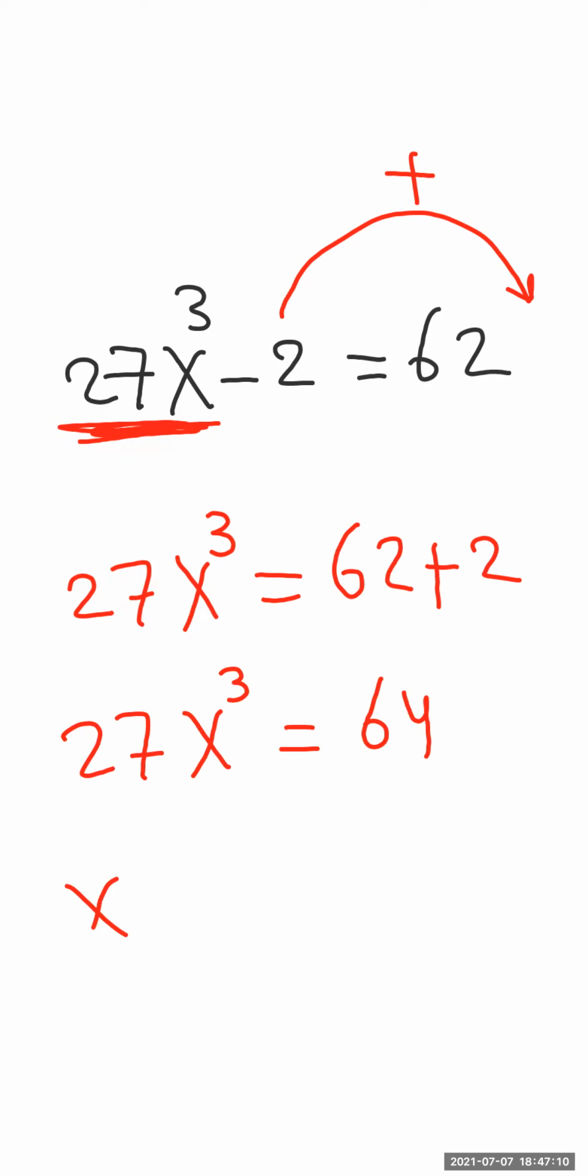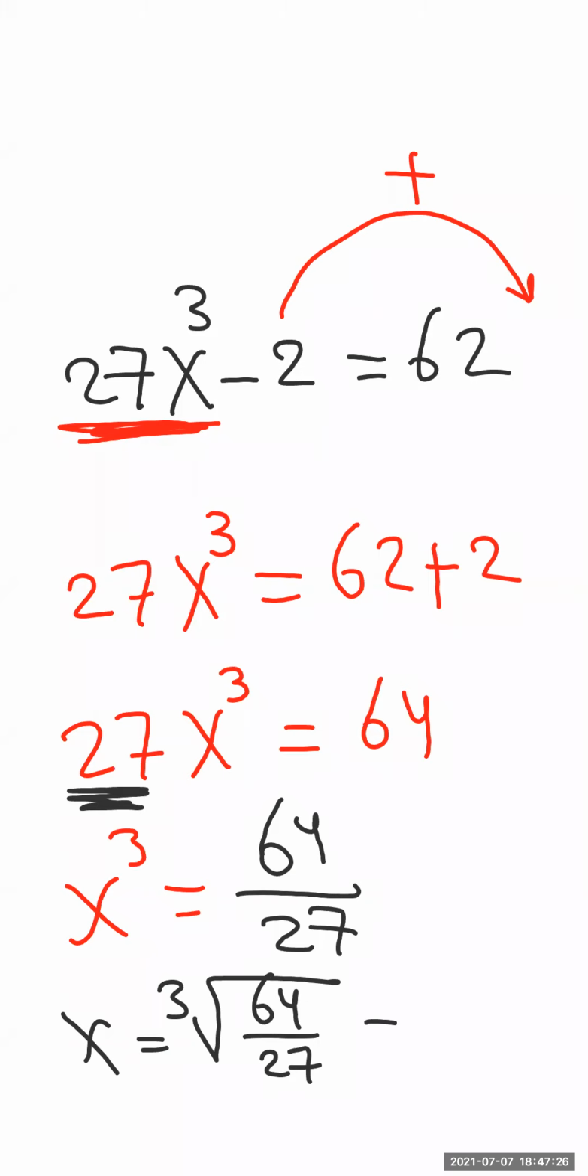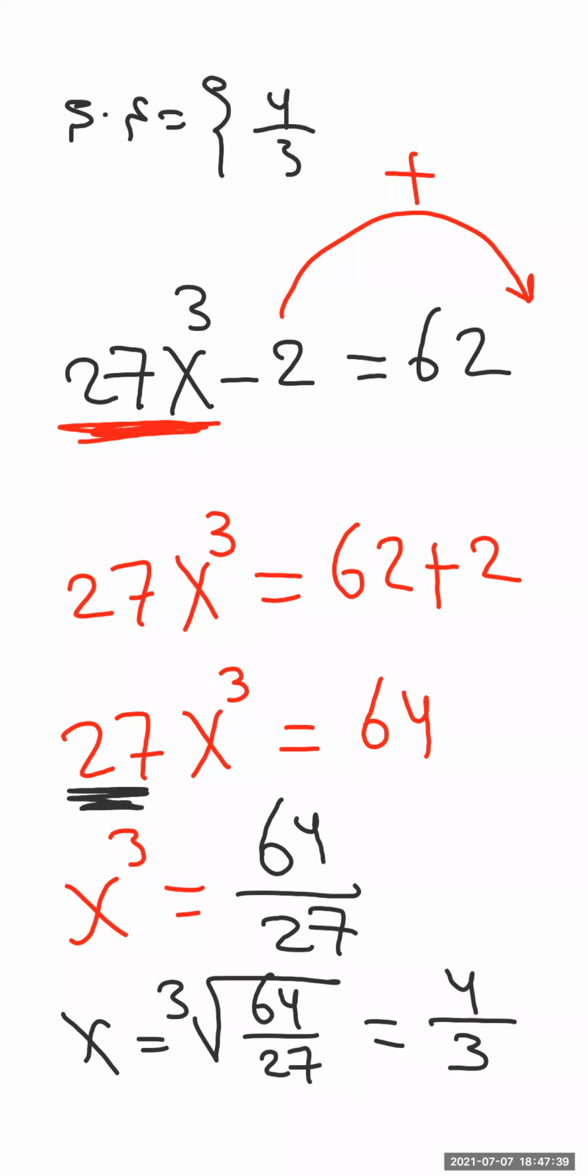Now I want to get the x to the power 3. It will equal, divide the two sides by the coefficient of x to the power 3. So 64 over 27. Now x will equal the cubic root of this number, 64 over 27. We just said that the cubic root of 64 equals 4 and the cubic root of 27 equals 3. Then the last step, the solution set will equal the set of 4 over 3. That's it.